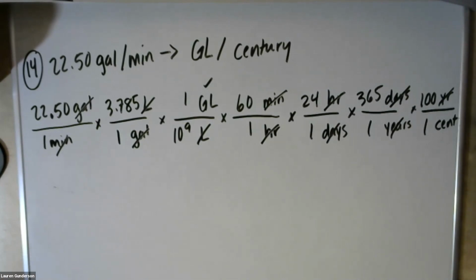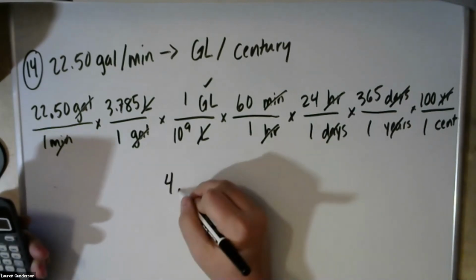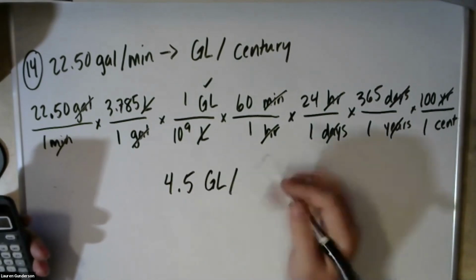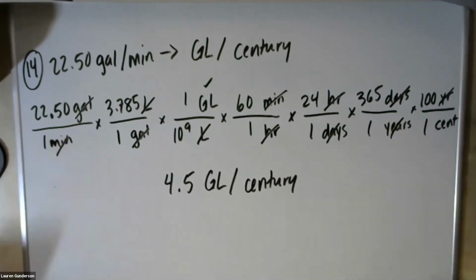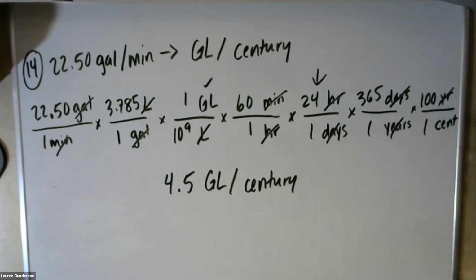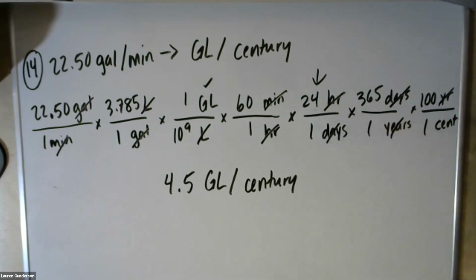Okay, and we're going to end up with 4.5 gigaliters per century. I got 4.476, but I mean, there's not exactly 24 hours in a day. It's like give or take. So I'm going to limit my report to 2 significant figures because of that value here.